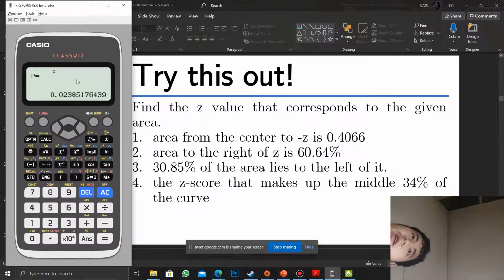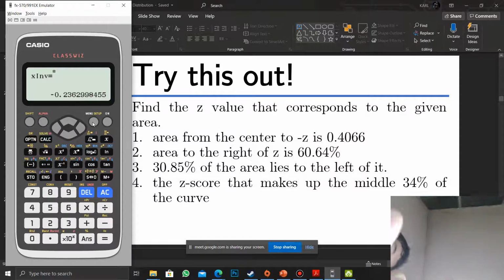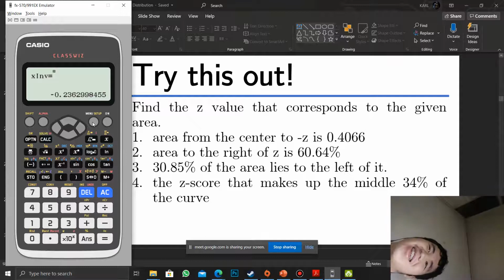Oh, ito guys, meron na naman akong papakita sa inyong new function. Set up, 7, pinutin nyo yung 3. Inverse normal. Inverse normal. Okay? 0.4066. Tapos na. Inverse normal. Negative 0.236. Ang z-score. Hinahanap natin yung z-score, no?